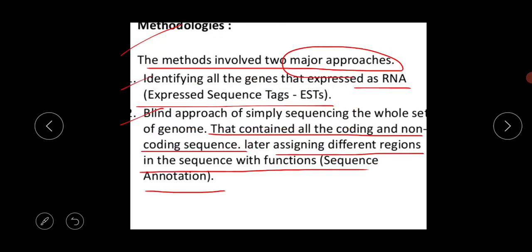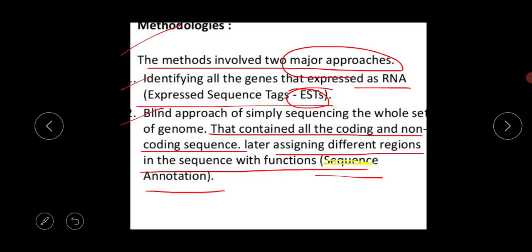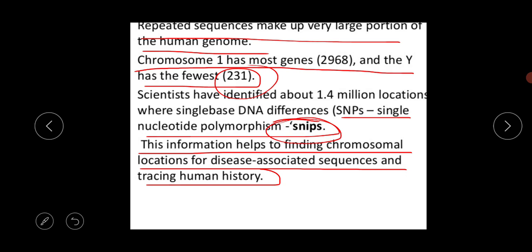Okay, next thing is the methodologies. What are the methodologies, what are the methods. This is not actually so important, but all those things are important, like the meaning of ESTs, and the meaning of sequence annotation. I am highlighting this portion, the sequence annotation portion. All those things are actually important. Next thing is what is the goal or the main revelation of the HGP. And the last one is the prospects and implication of the HGP.